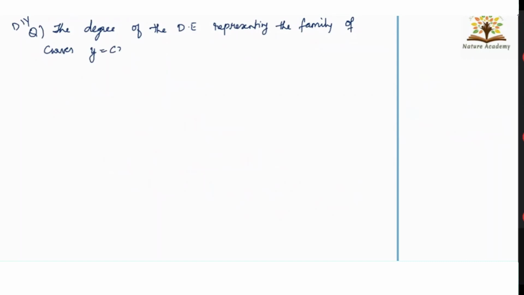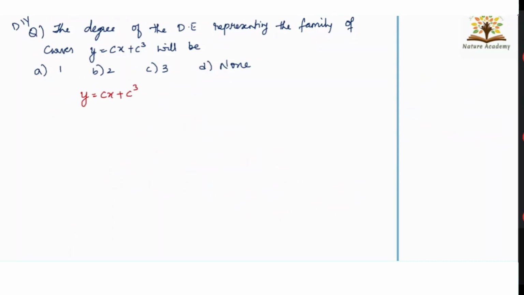Y is equal to Cx plus C cube is given, with options 1, 2, 3, none of this. Now try to tell me which is the answer. You can message me. You have to find the degree of the differential equation representing the family of the curves y is equal to Cx plus C cube.